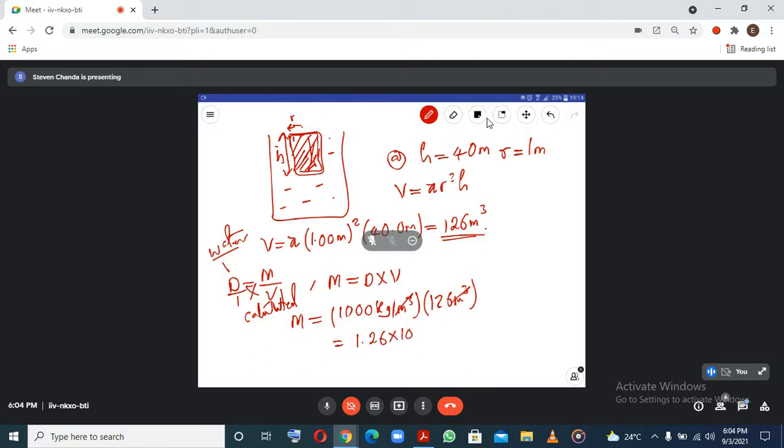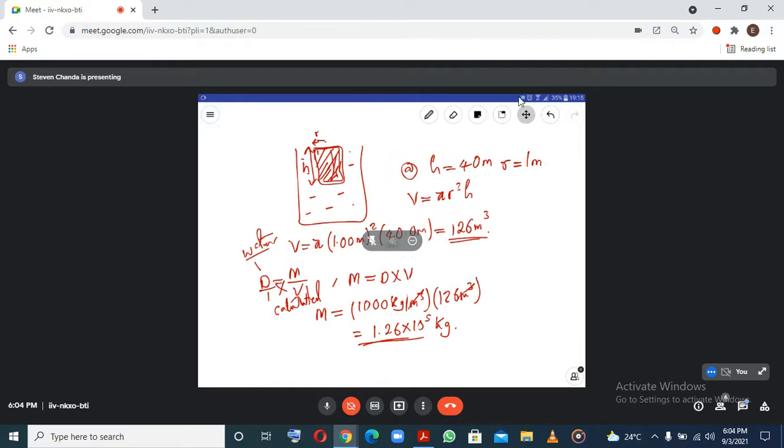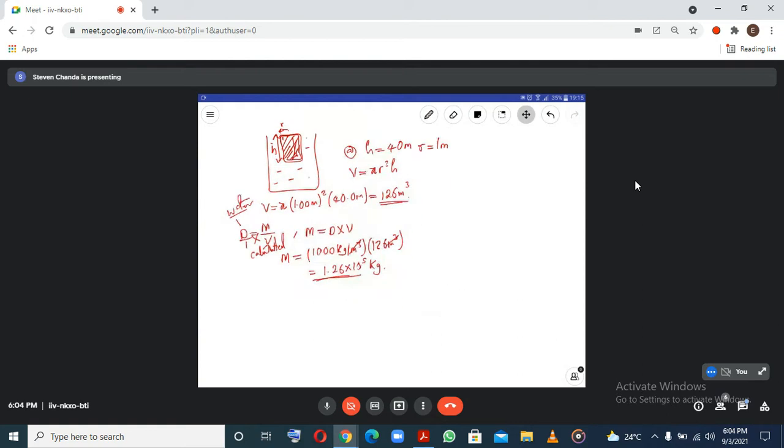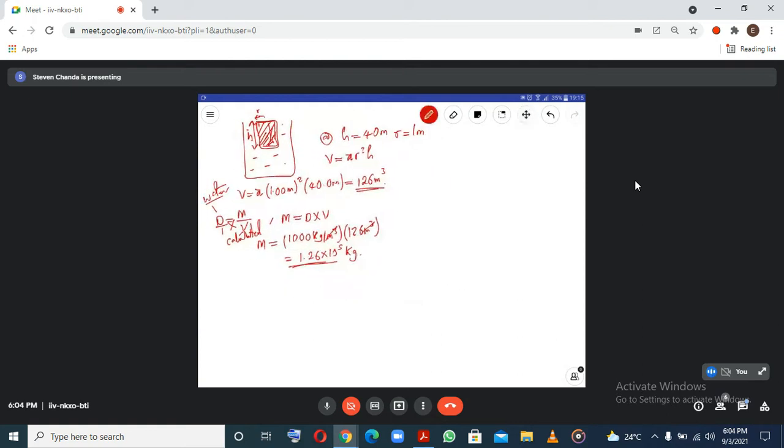1.26 times 10 to the power 5 kg. So you've gotten the mass. Now remember, our original question was asking us to find the weight. So now what can we do? Weight is mass times gravity.